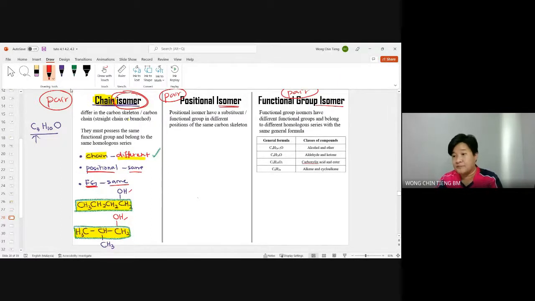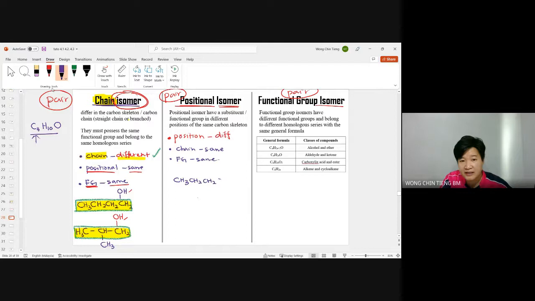Dia kena sepasang. Dan kalau tadi chain isomer rantai yang berbeza, sekarang dalam positional isomer, rasa-rasa siapa yang kena berbeza? Position lah yang kena different. Bila position different, siapa yang kena sama? The chain kena sama. The functional group kena sama. Saya nak guna yang sama je, C4H10O. So kalau Miss Wong ada CH3, CH2, CH2OH, yang ni yang pertama.